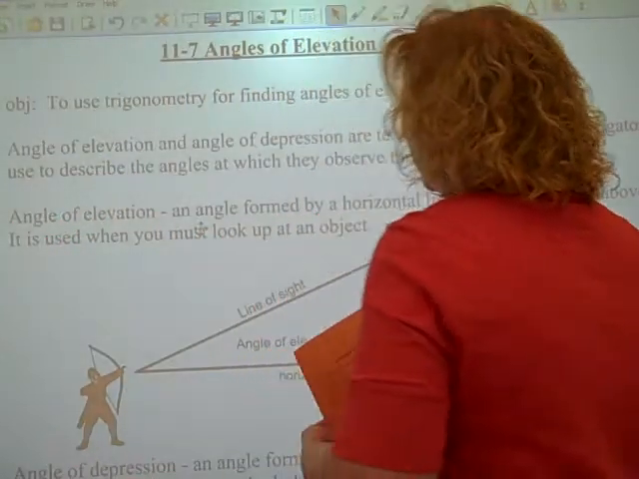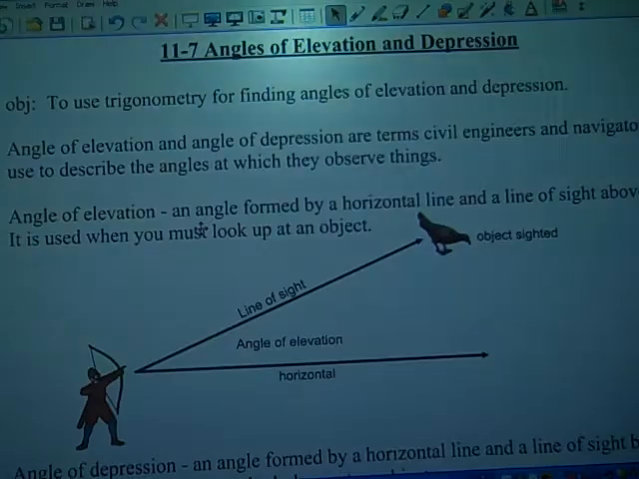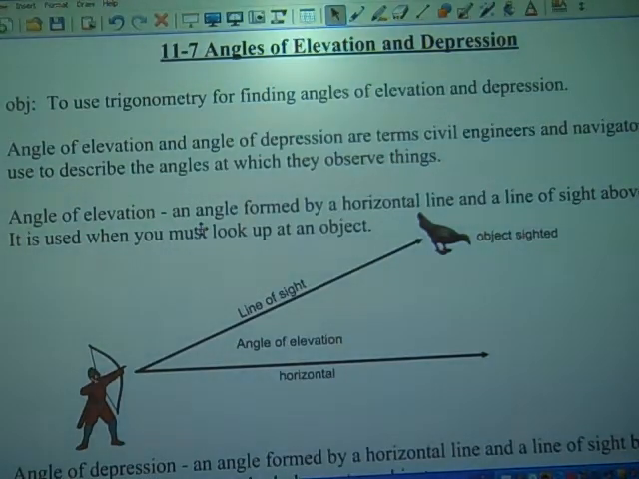Okay, we are doing 11-7 angles of elevation and depression today. So now remember, we are working with our trigonometry functions. We have today in class, we did sine, cosine, and tangent. You should be familiar with those, and you should be able to use them. Okay, so we are going to use them now to solve story problems.